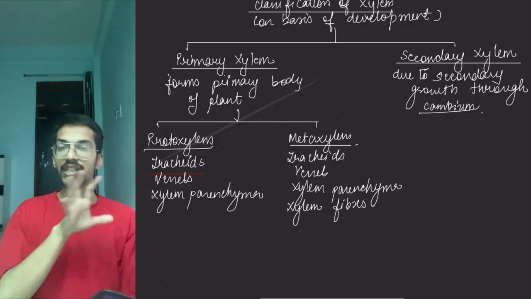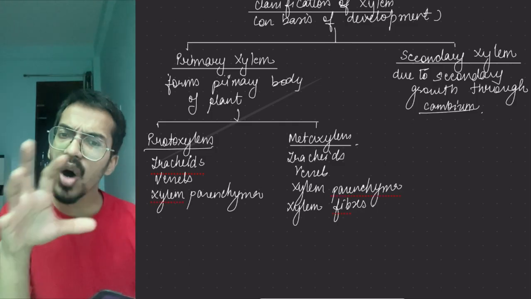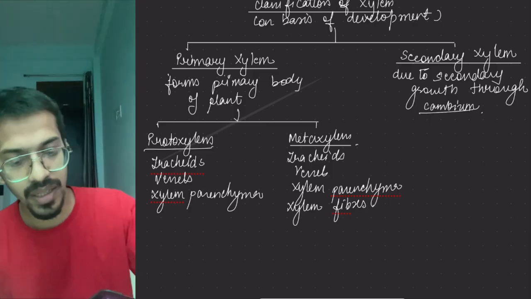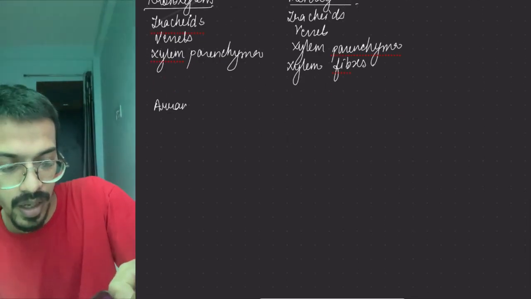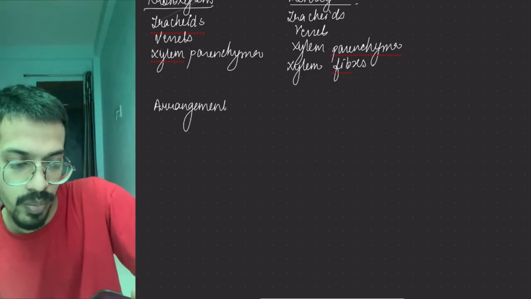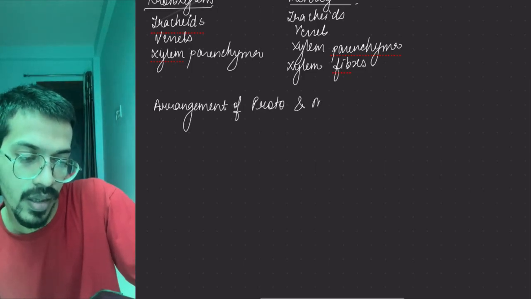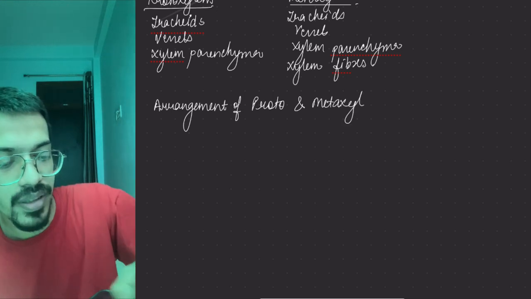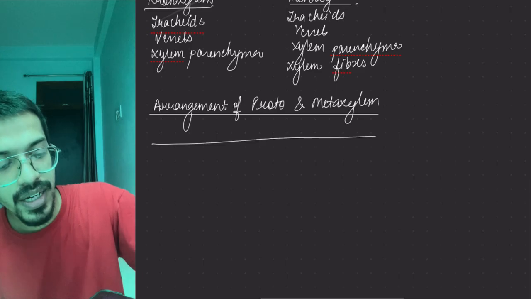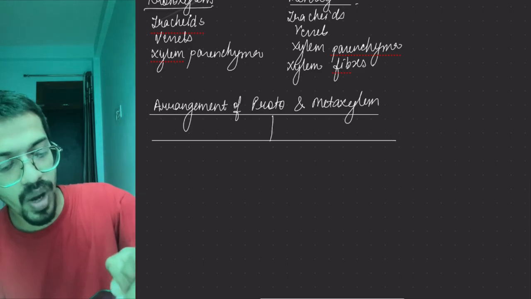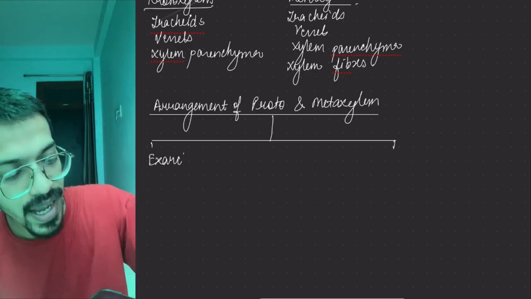Now here comes an interesting twist we have to remember. This proto and metaxylem, how they will be arranged. Okay, so arrangement of proto and metaxylem. Now what happened? This is a difference over here. So what difference is there? That there are two types of it. One is what? Exarch, and one is endarch.